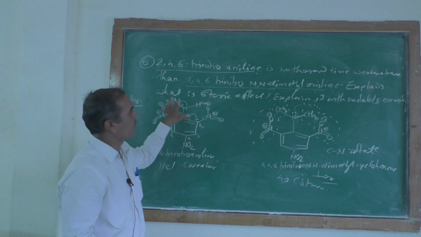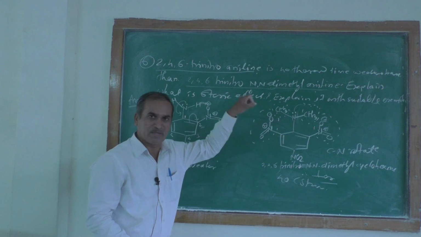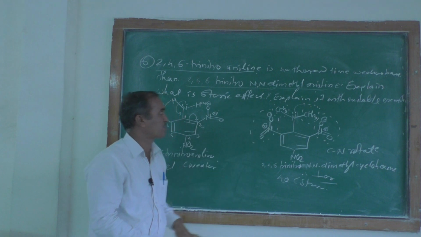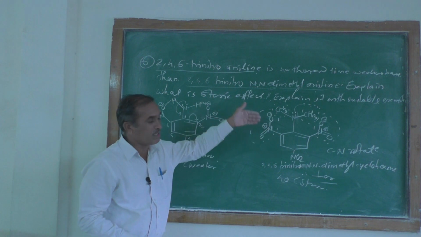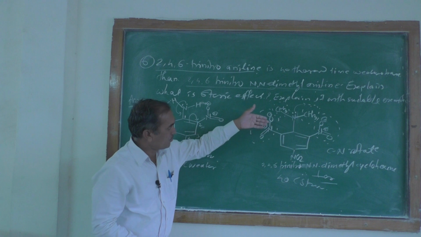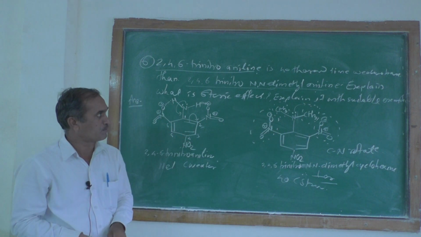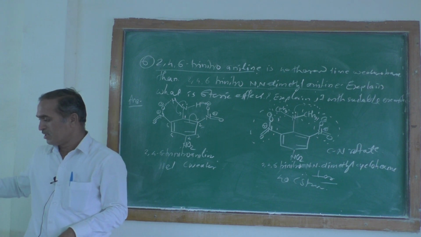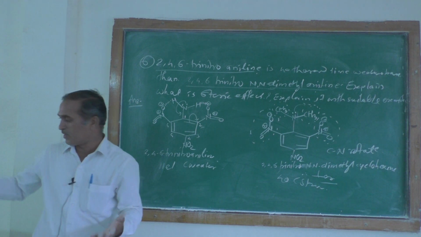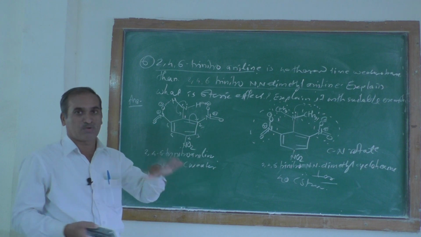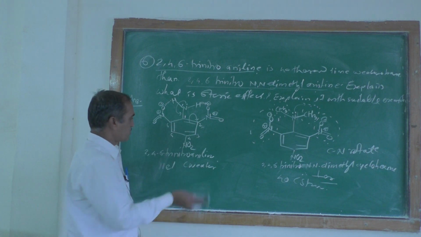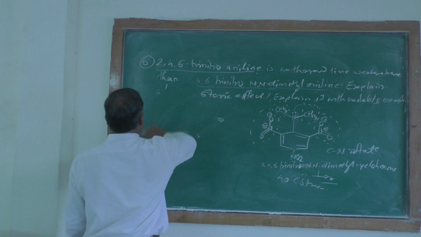And what is the steric effect? This is also the same explanation as this. What is the steric effect? Due to that steric effect, this compound becomes 40,000 times stronger base as compared to this one. So this is the explanation. In this way we have completed the application of aromatic bases.